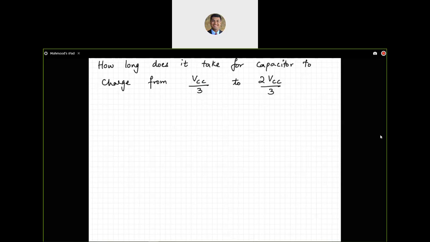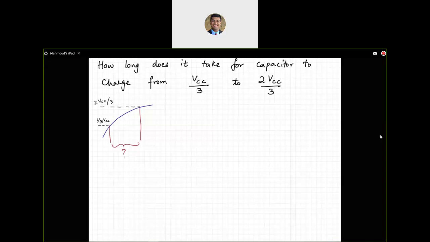But I can essentially view this as, if a capacitor is charging, it is doing that. I want to find out if this is 1/3 VCC and that is say 2/3 VCC, how much time is it going to take for that to charge up? So I'm interested in how much time it takes to go from that value to that value.